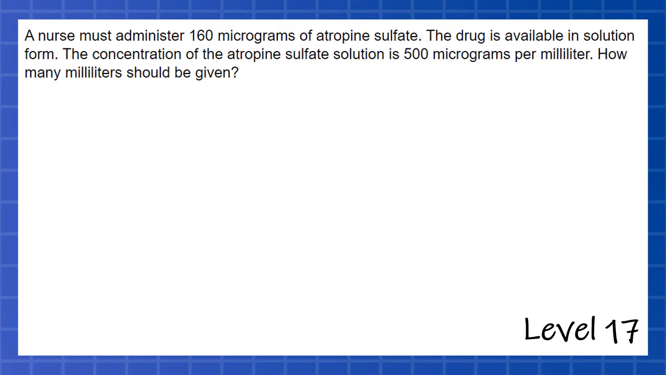At first glance, this looks more difficult than it is. We've got 160 micrograms and it's in solution. Okay, so we have 160 micrograms. That's what we want to give. We want 160 micrograms. But the drug is 500 micrograms per milliliter.